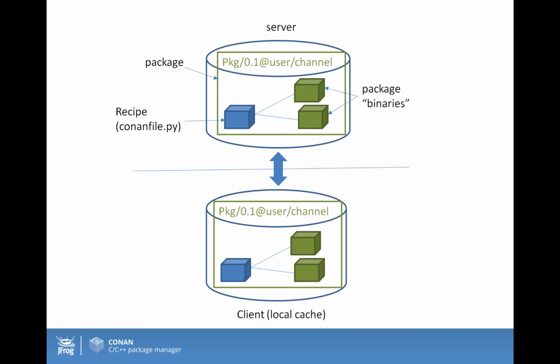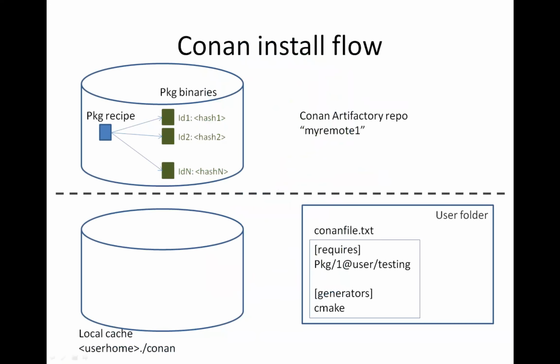So the local cache is more or less just a reflection, just a cache of the structure of the server. So now that I have my packages and my package binaries in the server, I would like also to review what we were doing the other day, just to understand what is happening. So let's imagine that now we have a server, we have the binaries and the package recipe, everything in Artifactory. And now we have a developer that has just installed Conan. So their local cache is empty.